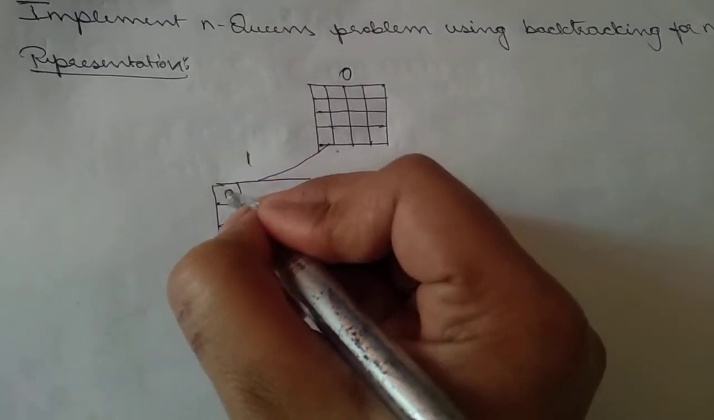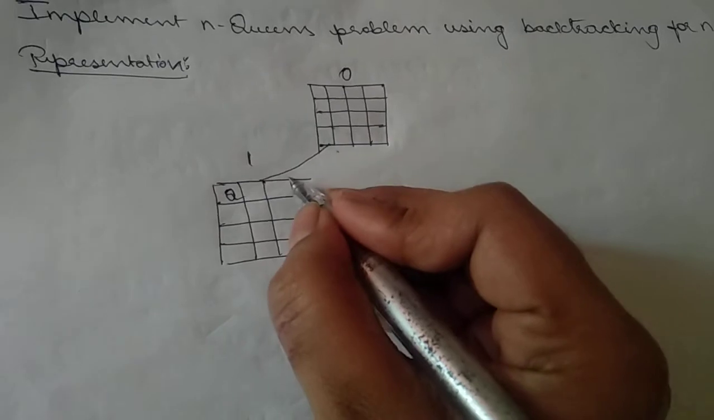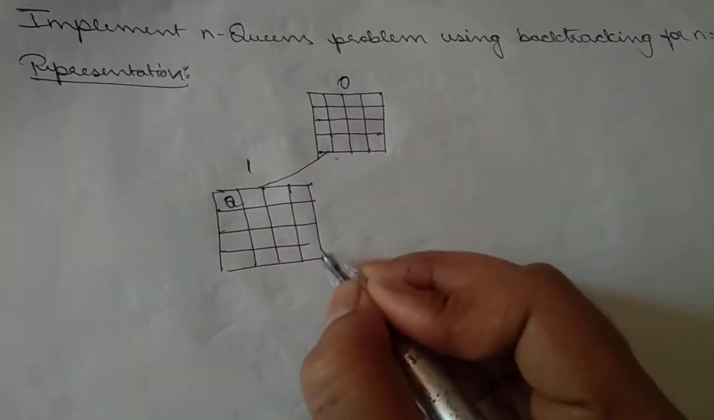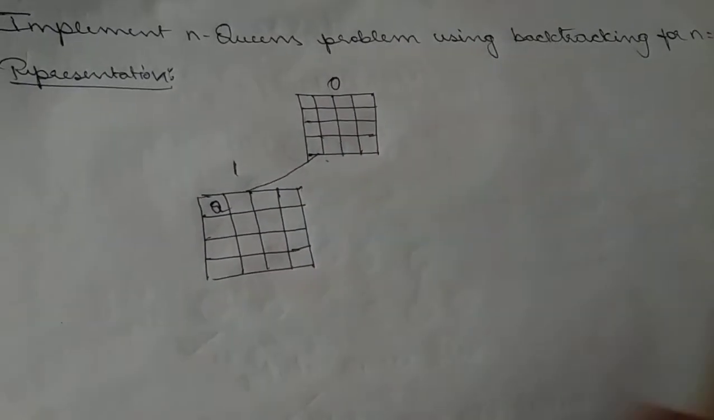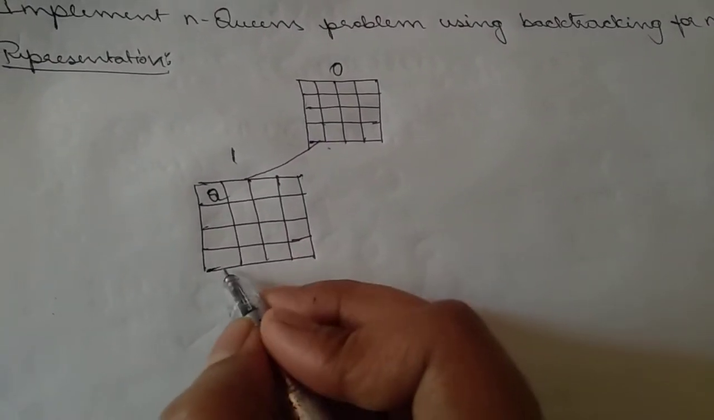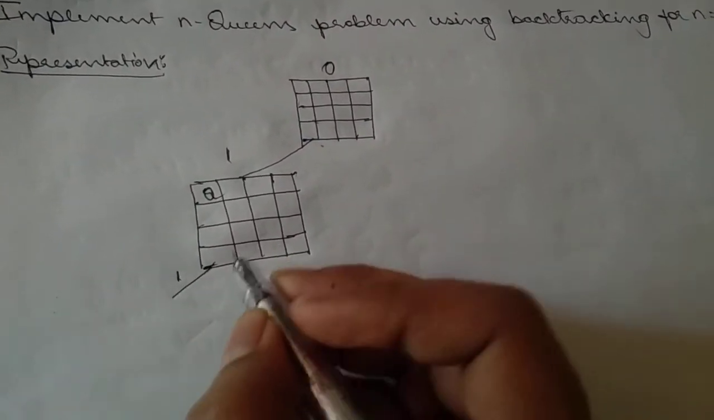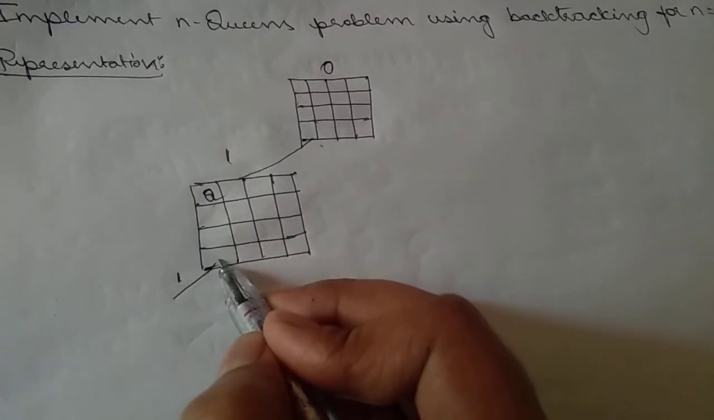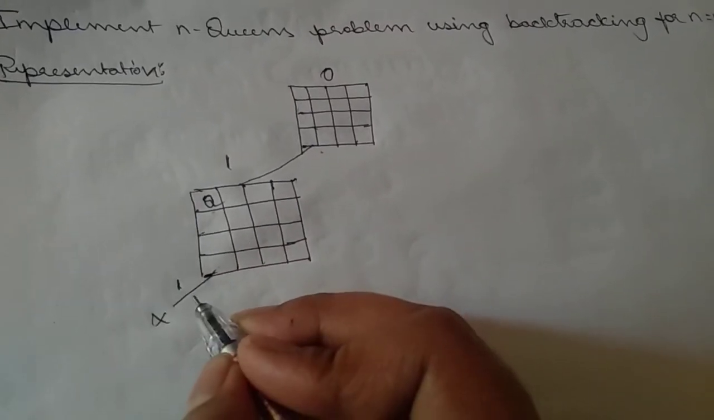I'll just place the q over here. Okay, first you should finish off this one. Yes, so you just check 1. Can I place a q over here? No, this is not possible.